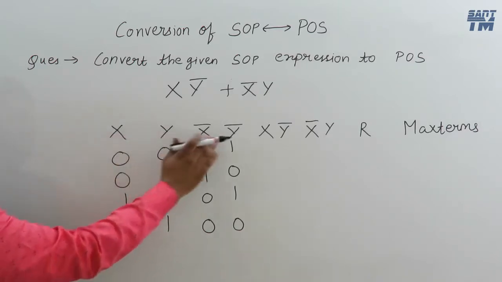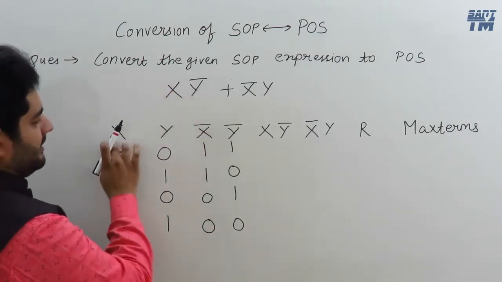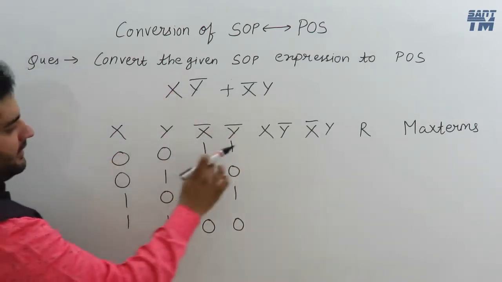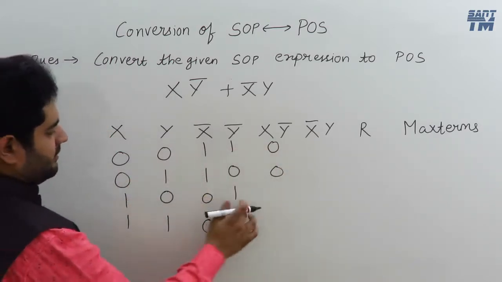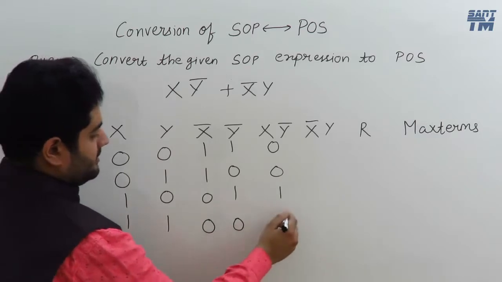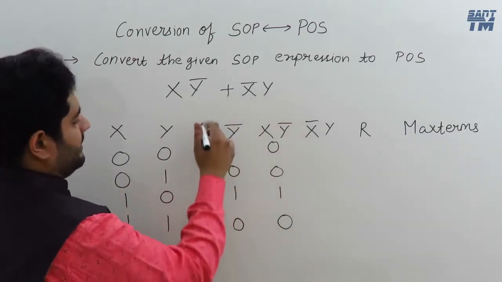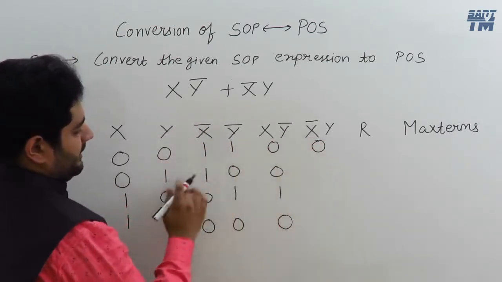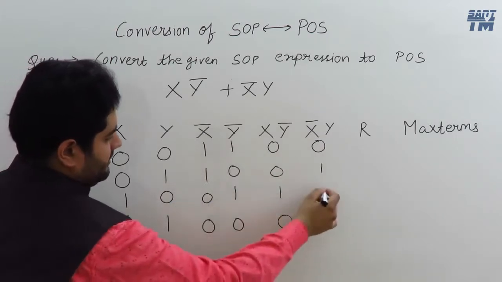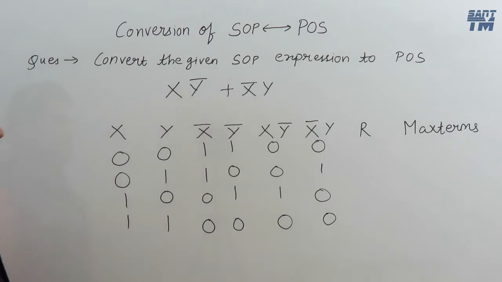X bar is the reverse of x, y bar is the reverse of y. So first we make this term x y bar. Here is x, here is y bar. 0 into 1 is 0, 0 into 0 is 0, 1 into 1 is 1, 1 into 0 is 0. X y bar made. Now x bar y, here is x bar, here is y. 0 into 1 is 0, 1 into 1 is 1, 0 into 0 is 0, 1 into 0 is 0. So this is the expression for x bar y.